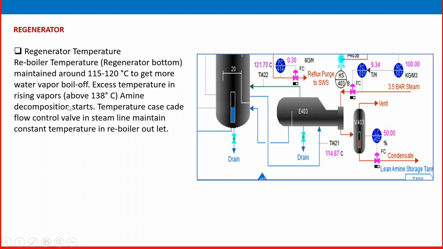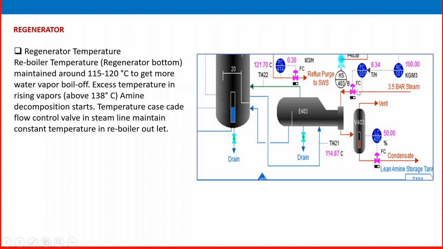And the problem is, too high a temperature, around 138 degrees C, can make amine decomposition start. So you should not cross above 125 at any cost. To maintain that, see the steam is entering here, and steam is going back. There is a temperature control system here.